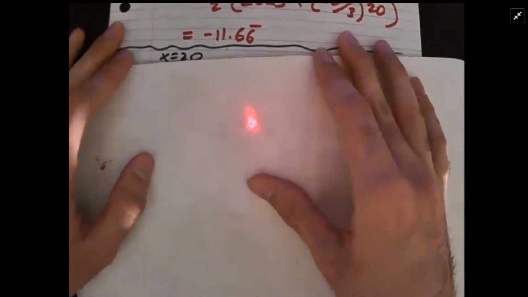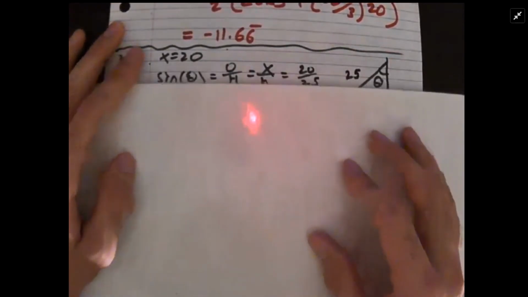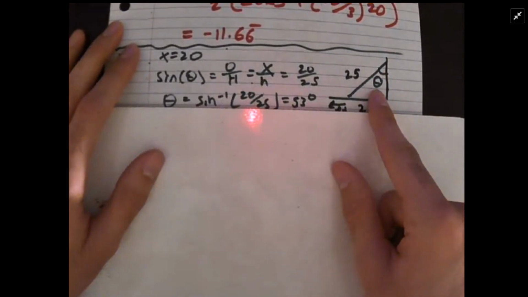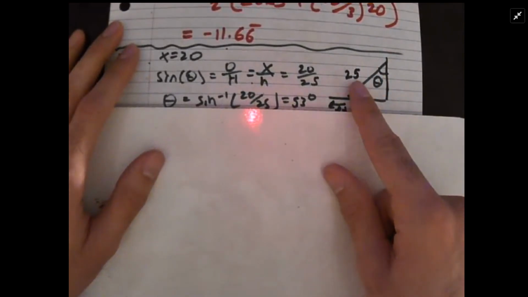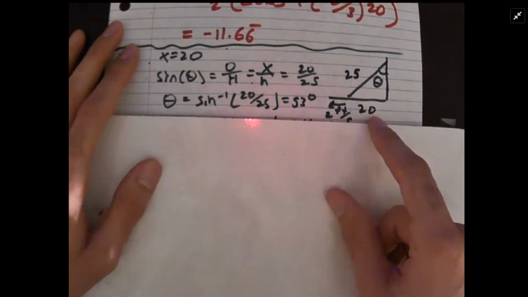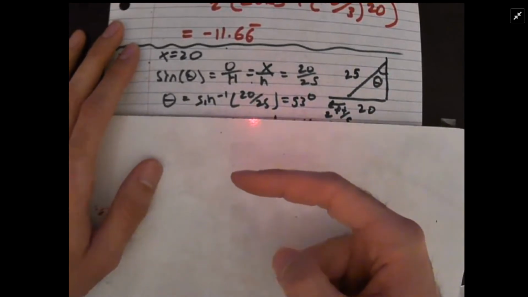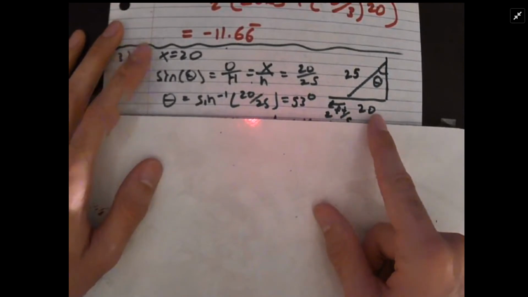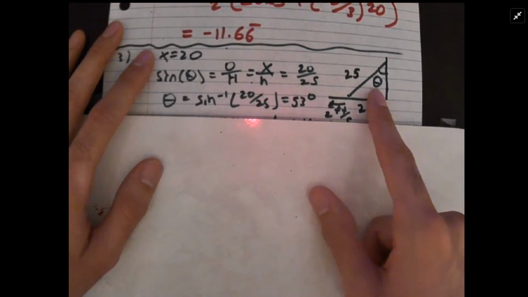Number three asks to find the rate of change of the angle in between the ladder and the wall. So this angle with respect to time. Again, we know that the hypotenuse is 25 and that this is going this way at 2 feet per second. And we know that x equals 20. That's given in the problem. We need to find out what the rate of change of this is when x equals 20.